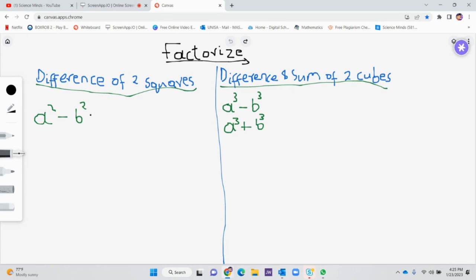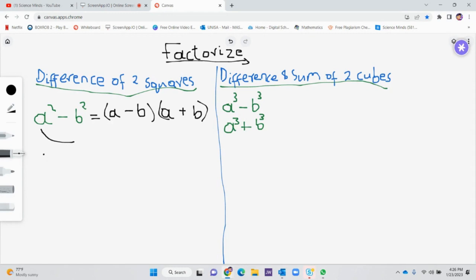You are going to have two brackets. One bracket will have a negative and the other bracket will have a positive. Then you say, what is the square root of a squared? That is a. So you're going to have a here, and an a there. And then what is the square root of b squared? That is b. Then it will be b here and b there.